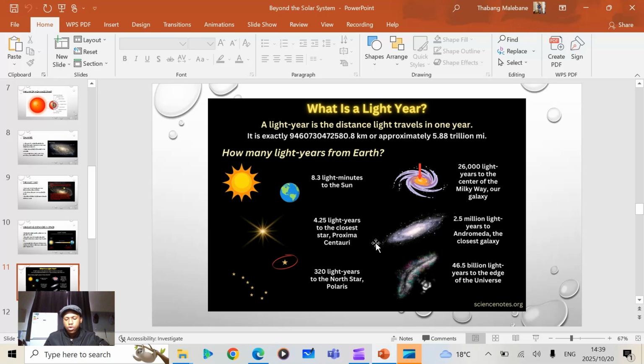We have 320 light years to the North Star, Polaris. We have 26,000 light years to the center of the Milky Way, our galaxy, 2.5 million light years to Andromeda, the closest galaxy, and 46.5 billion light years to the edge of the universe.